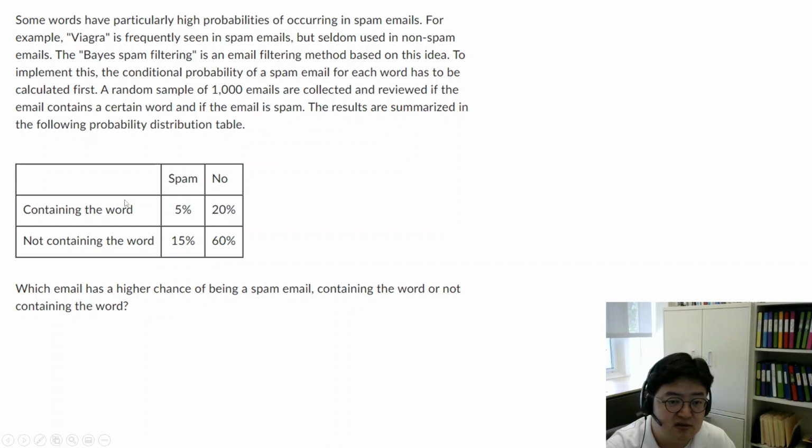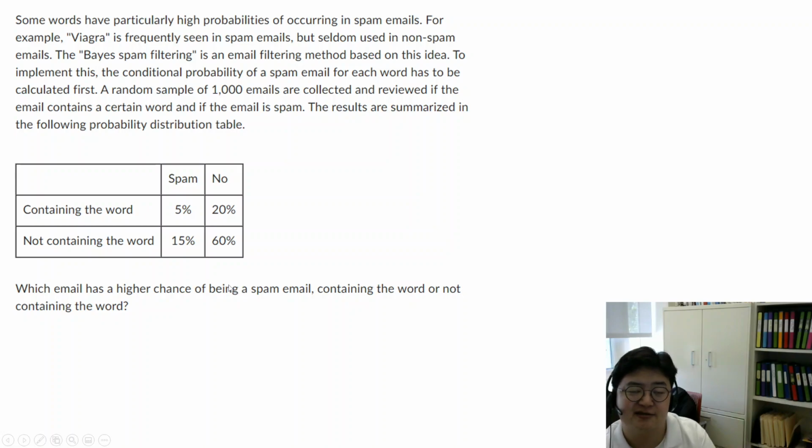The results are in this probability distribution table. That means whether the word is contained or not, and whether the email is spam or not, right? 2 by 2. And then, which email has a higher chance of being a spam email, containing the word or not? So you are comparing two conditional probabilities.